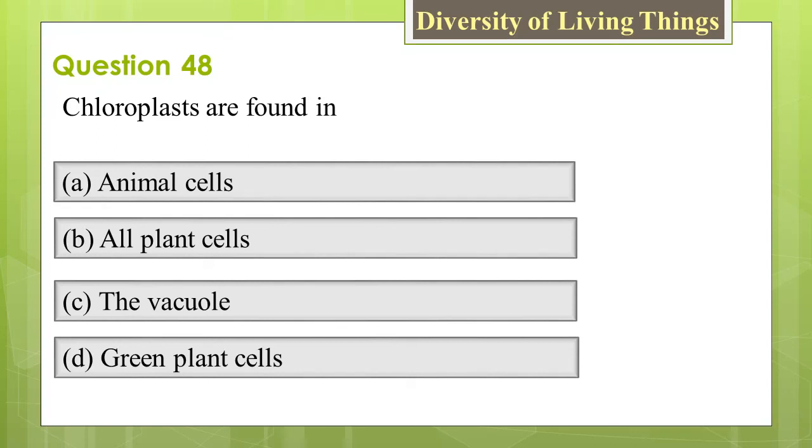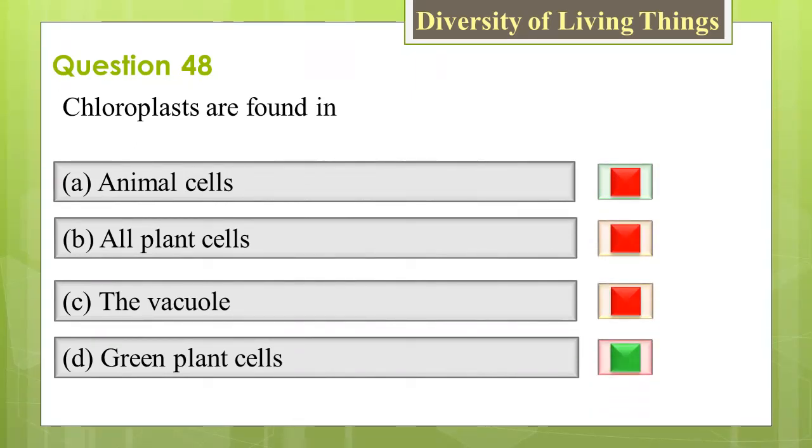Question 48. Chloroplasts are found in A. Animal cells. B. All plant cells. C. The vacuole. D. Green plant cells. Which of the following alternatives is a correct alternative? The correct alternative is D. Green plant cells.